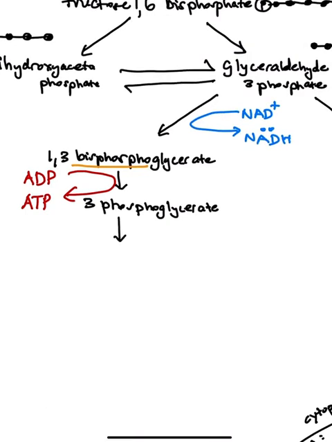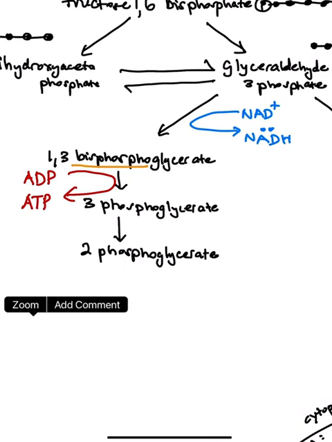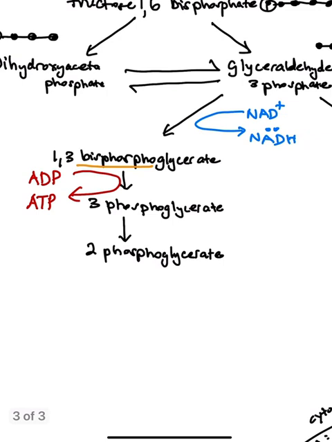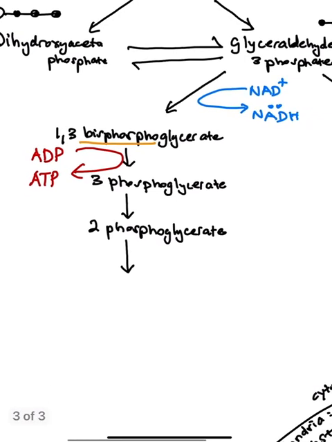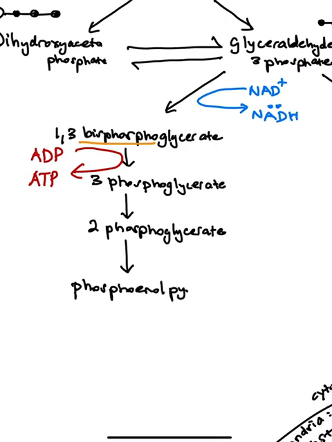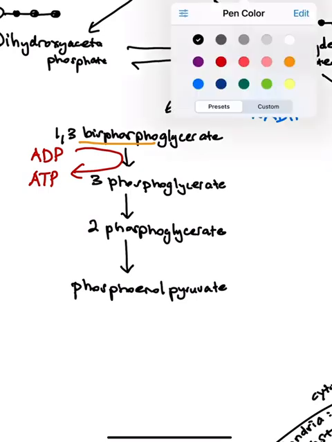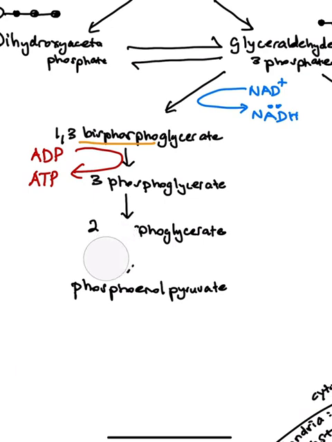Next, 3-phosphoglycerate will be changed into 2-phosphoglycerate. And after that, 2-phosphoglycerate will be changed into phosphoenolpyruvate. Now, during this step, 1 water molecule does exit here. It is a dehydration.